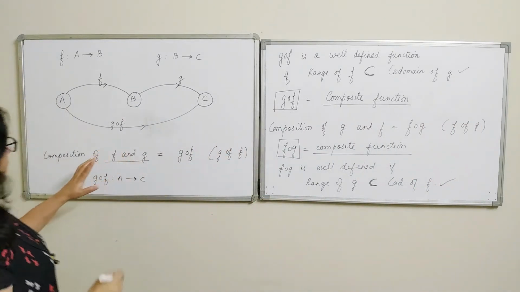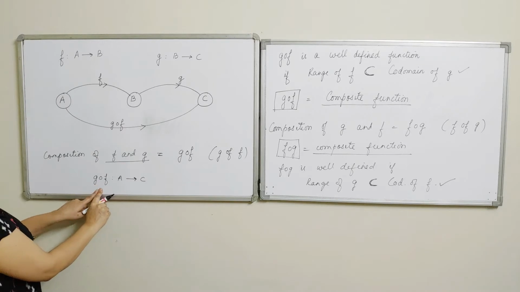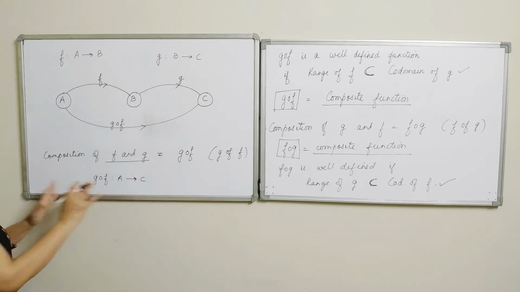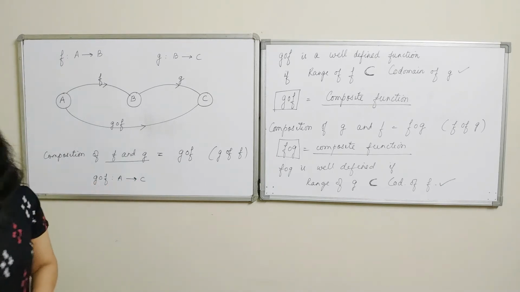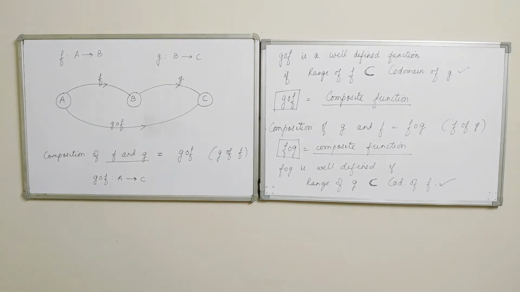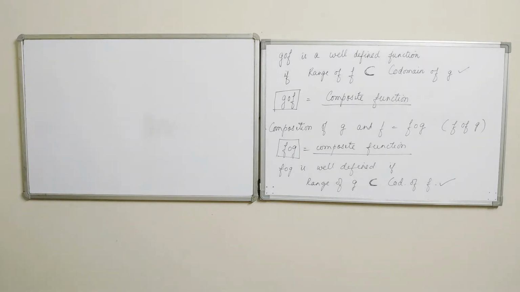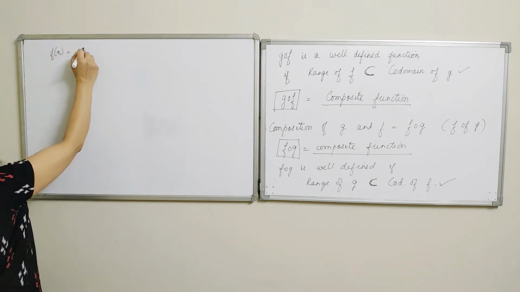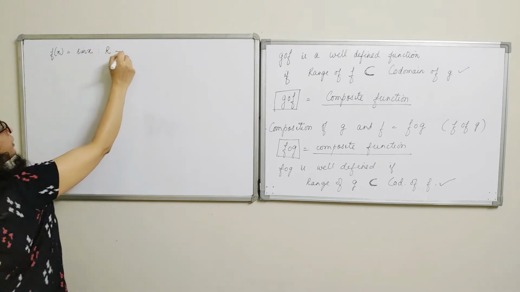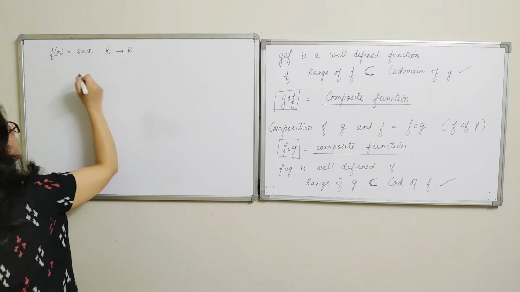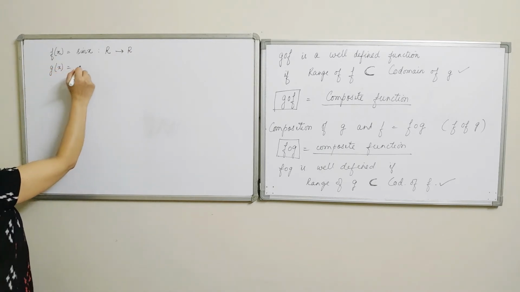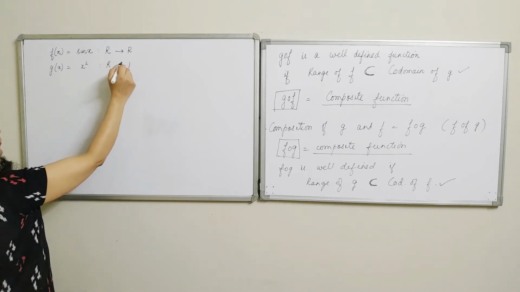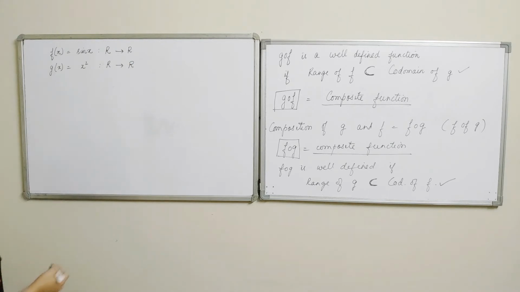So coming back to this part, there is a composite function gof which is defined from set A to set C. Alright, now let us see an example of a composite function. Let us define a function f(x) as sin x from the set of real numbers to the set of real numbers. Let us define g(x), suppose x square, which is again defined from R to R.